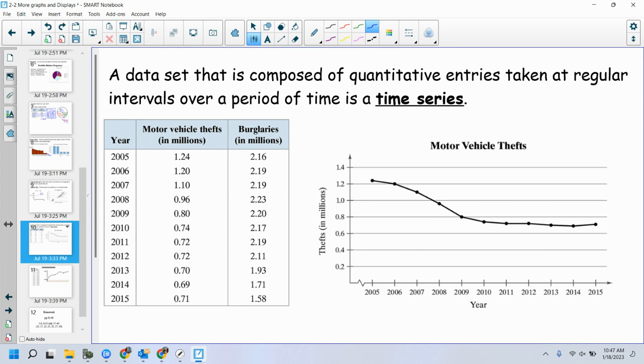Okay, forget about the burglaries here. But this is motor vehicle thefts in years. Looks like from 2005 to 2015, it decreased steadily.